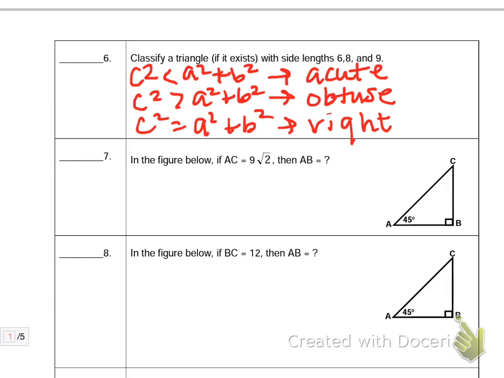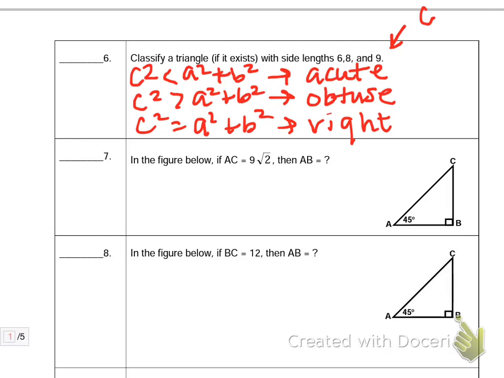Okay, so on this one, C is going to be our 9 because, again, C is always going to be our longest side. So what you're going to do here is 6 squared plus 8 squared and see if that added together is less than, equal to, or greater than 9 squared. Depending on which one, it tells you what kind of triangle it's going to be.